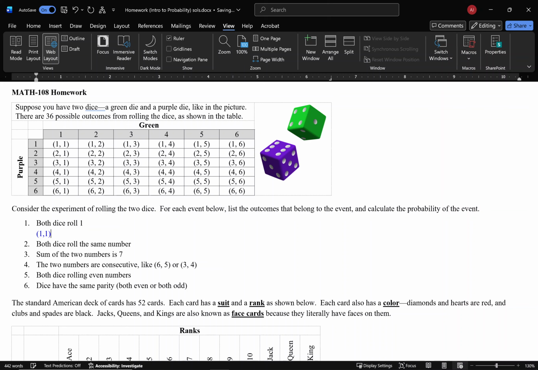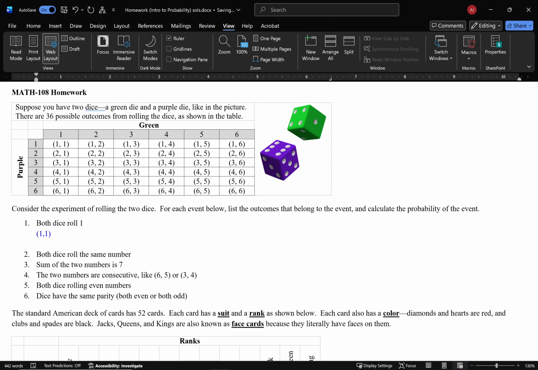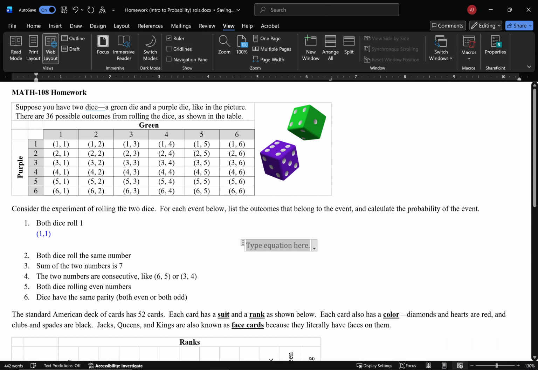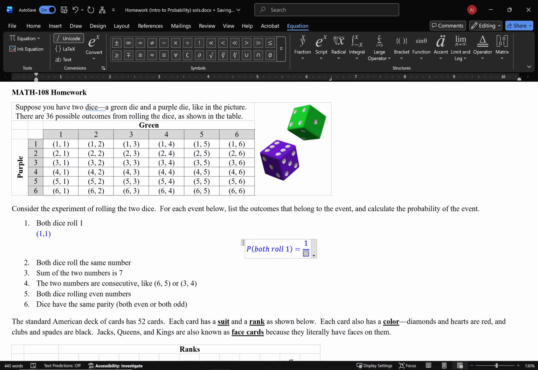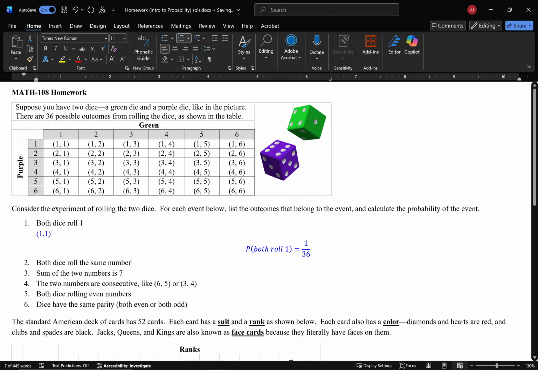So the probability here is going to be the probability of both roll 1. I'm just going to call the event that, and then P with parentheses and the event. This is function notation, the probability of both rolling 1. There's only one outcome like that, and there are 36 total outcomes for any roll of the two dice. Okay, number 2, both dice roll the same number.